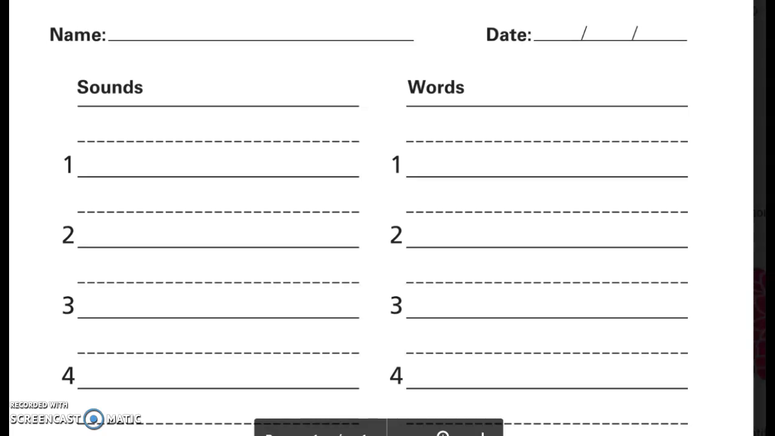So the very first sound we hear in his name is F, and that letter needs to be capitalized because it's a person's name. So e, d, Fred. Ten, e, n.